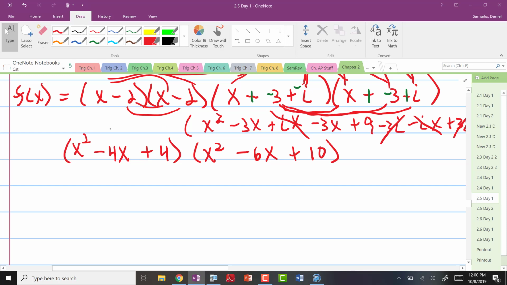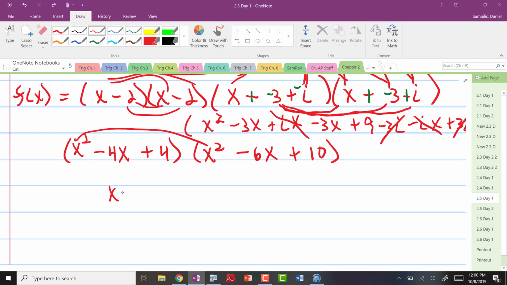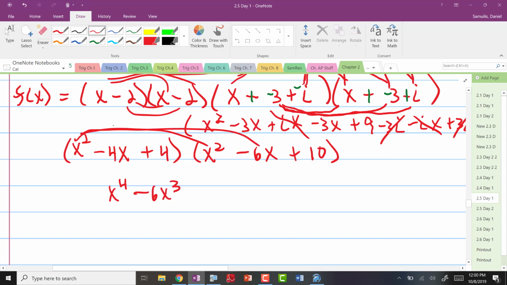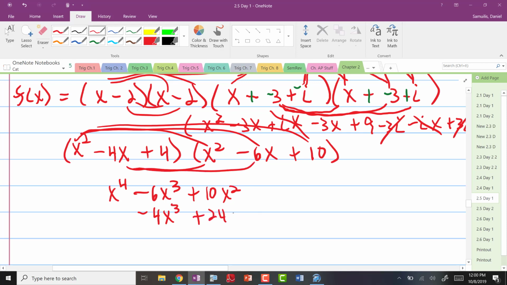So, no, you know what? x squared? Wrong. x to the 4th. Never was good at math. All right. I knew it. Plus 10x squared. And then next line, minus 4x. Just keep calm and do math. It's relaxing. Plus 24x squared.